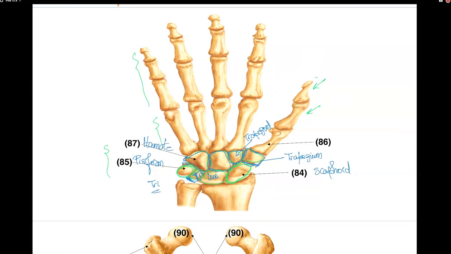If you remember, for the metacarpal bones, we don't give them names, but we give them numbers. So what is this bone that is marked? This is my first metacarpal bone.